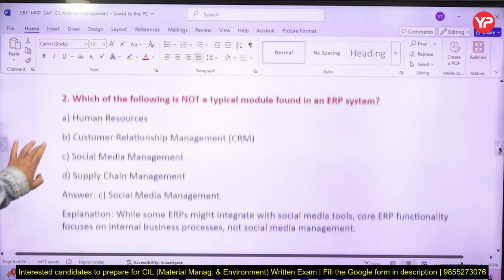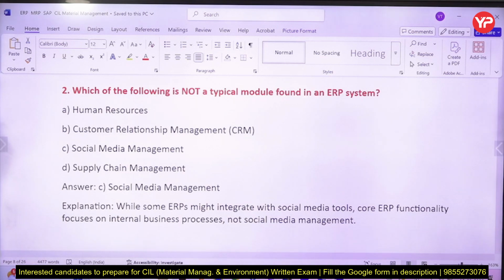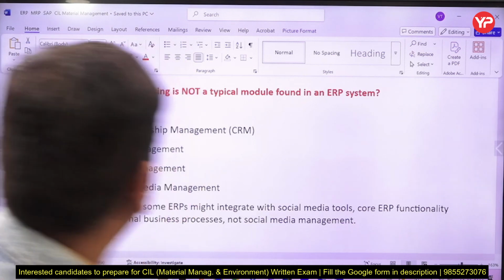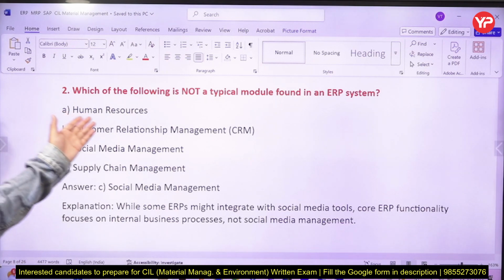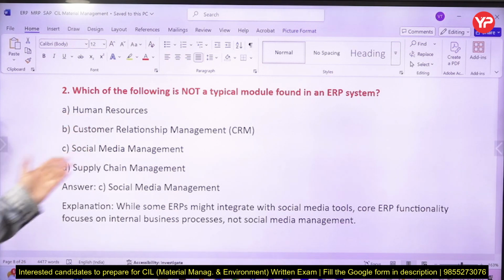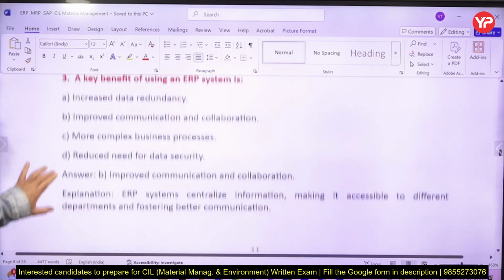Which one of the following is not a typical module found in an ERP system? Human resource, customer relation management, social media management, supply chain management, these are some of the modules, but which is not a module? That's the question. So social media management is not there. ERP is more related to inside the organization. Human resource, HR is a part of that, customer relation management, supply chain management. So this is more within the organization.